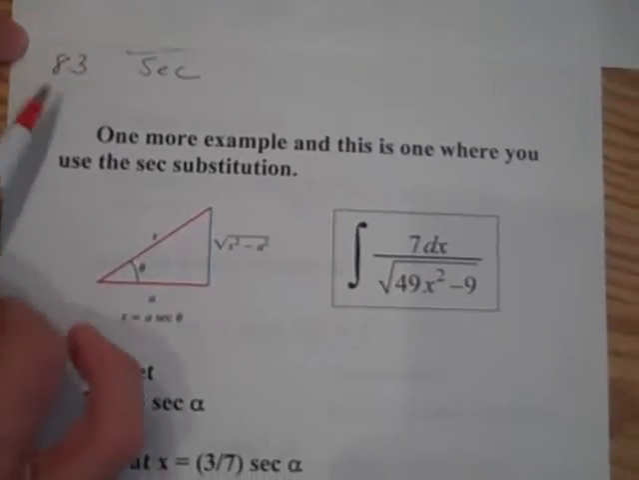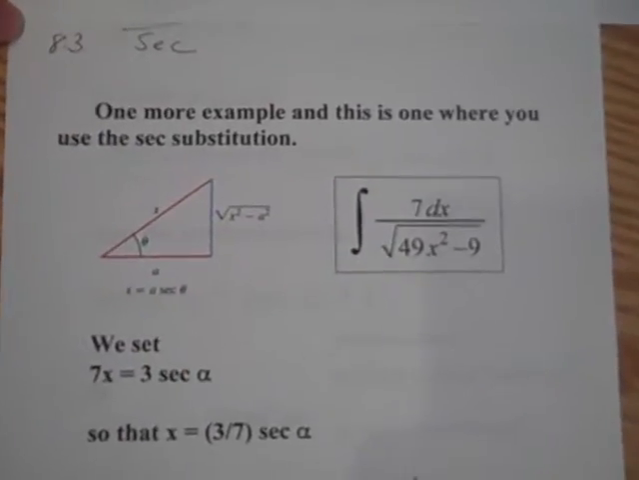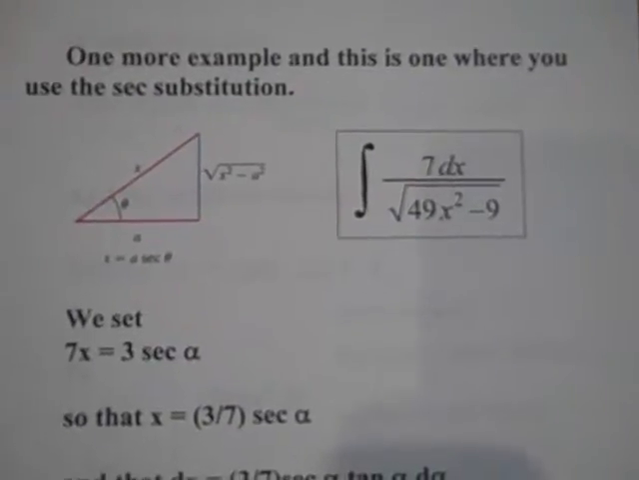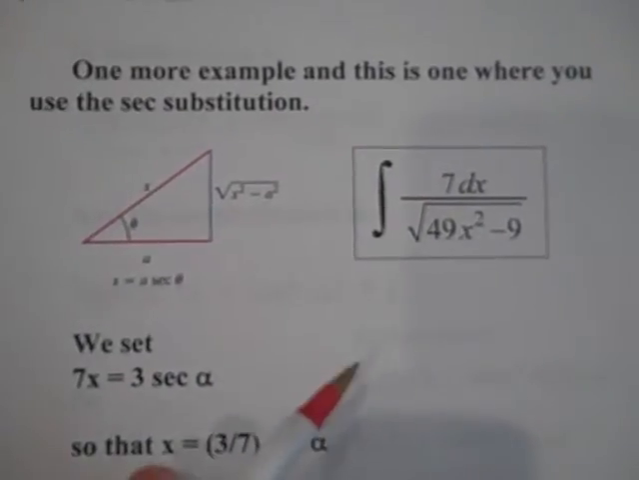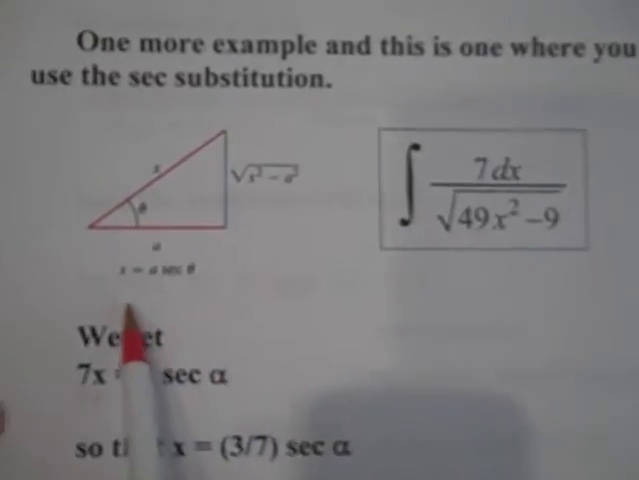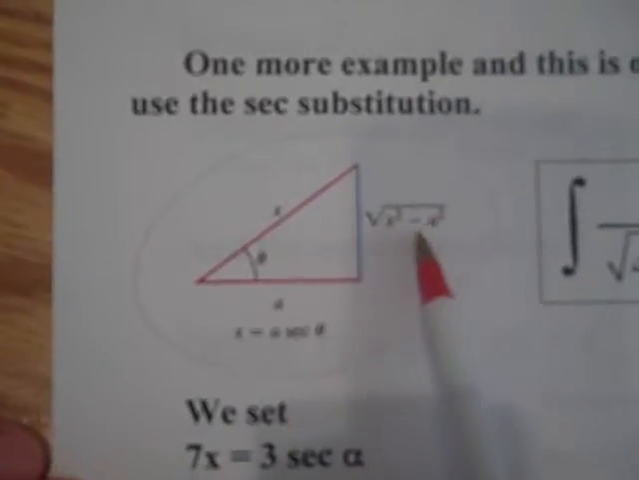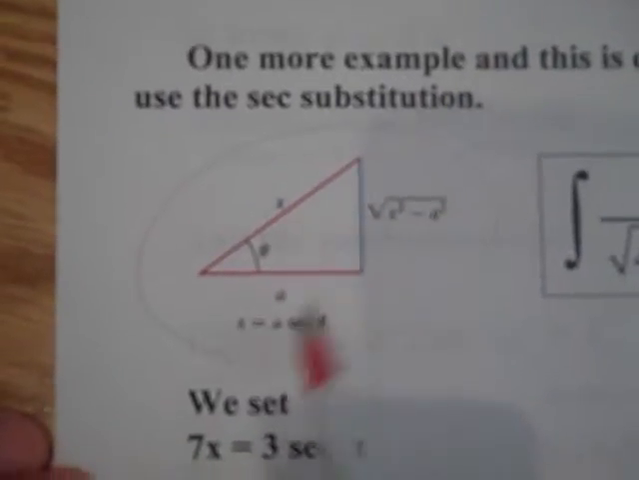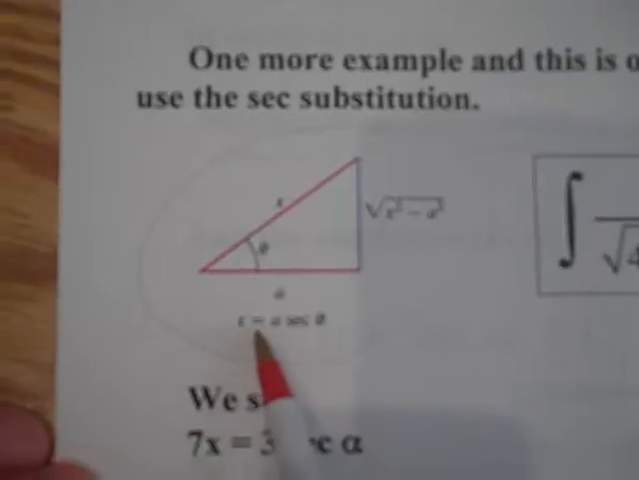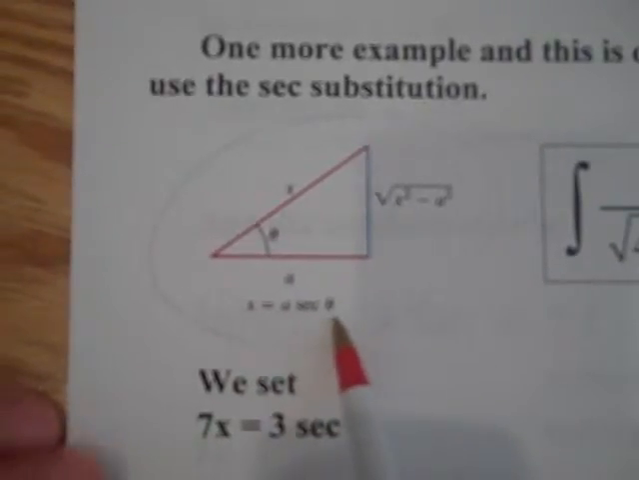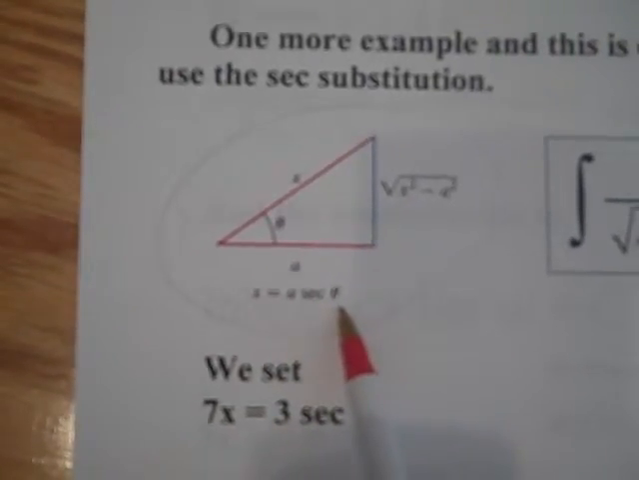Okay, welcome back to section 8.3, and here's an example of where I'm going to use the substitution, the secant. Now let's look at this picture right here. Again, this is one from the book, and it says that if you have something of the form x squared minus a squared, you're going to use the substitution x is equal to a secant theta. So that's what we're going to be about in the next few minutes.